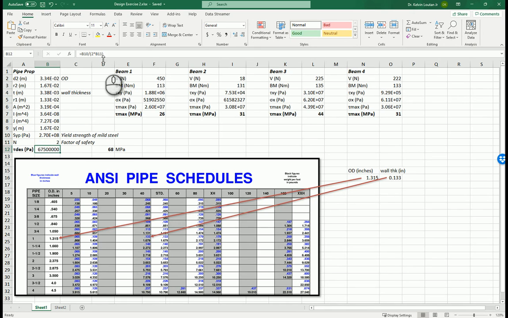So the tau design, which is sigma yield over 2n, is calculated here. We converted that to megapascals, so it'll be easier to see and to read, and you can compare the tau max value from each beam to your tau design value. So you can see all are less than, so that means that the design is actually safe strength wise. You could even go further and try putting in, for example, a 1/2-inch pipe. It changes these two values to match the 1/2-inch pipe and you can see how it compares.